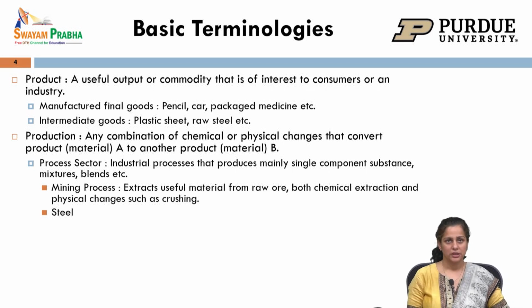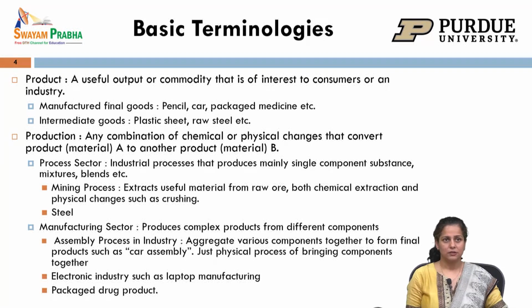Process sectors are industrial processes that produce mainly single component substances or mixtures and blends. An example of that would be mining process, that extracts useful materials from raw ore, both chemical extraction and physical changes such as crushing, or steel manufacturing. There are several other examples of process sector. It includes chemical manufacturing or pharmaceutical manufacturing or raw textile manufacturing.